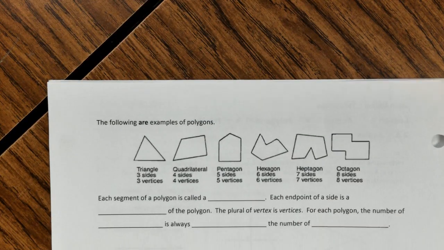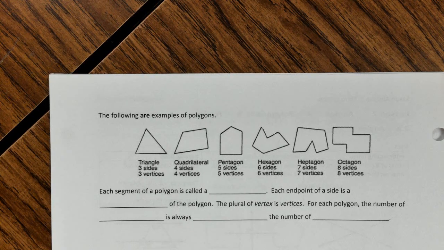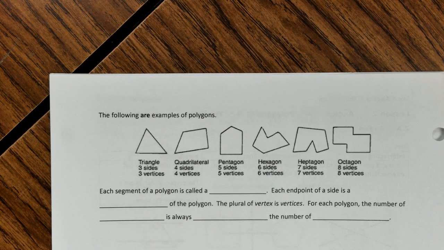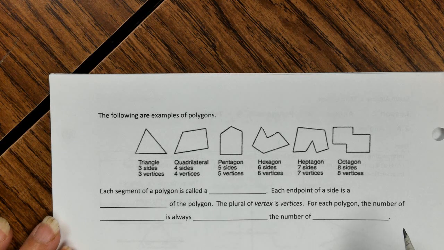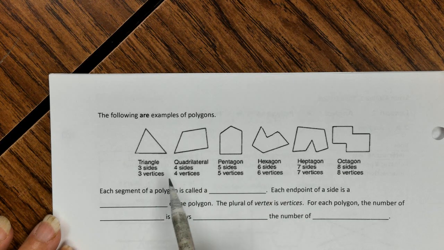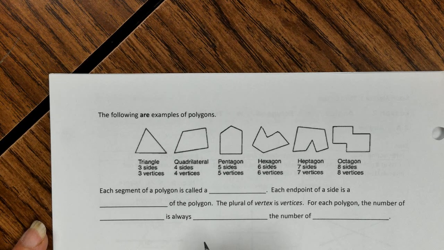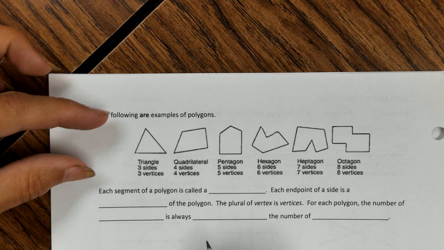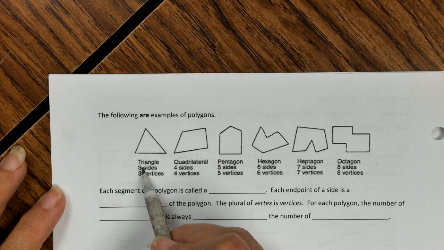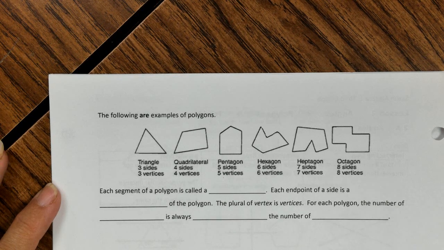Okay, these are polygons. They are flat. They are simple because none of the sides cross. They are closed. All the sides are segments. And you've got the names of them, and then how many sides and how many vertices. A vertex is the singular. It's just the corners. It's where the segments, where the sides meet. And you see for each case, the number of sides is always equal to the number of vertices.